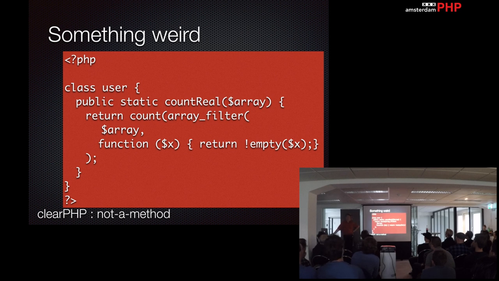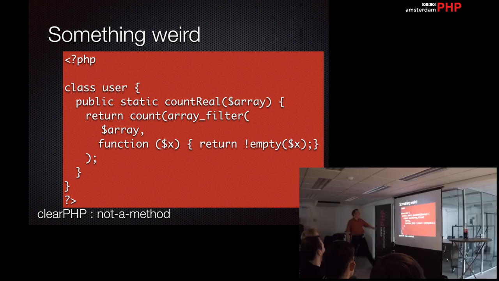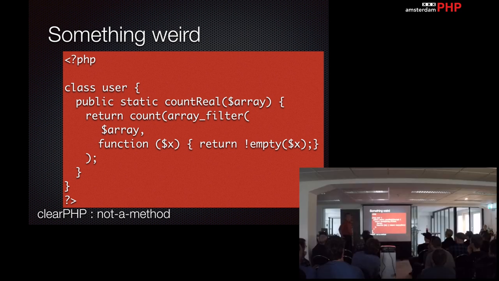You have a class with a static method. What is wrong with this static method? Well, besides I'm missing a bracket. One bracket? Where? At the end. Array filter doesn't return an array. Oh, right. The one for the count, right? Okay, yeah. And it returns true or false. It doesn't belong to a user. It does not use this. This is not a method. This is a function.